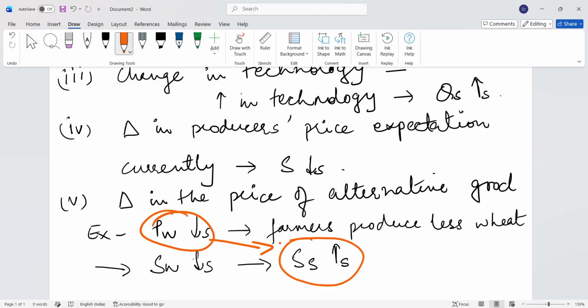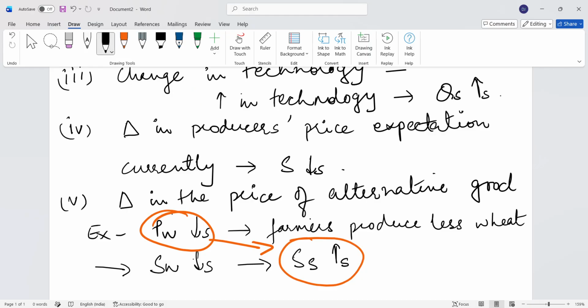So the price of wheat goes down, the supply of wheat decreases in the market, but the farmers switch to a more profitable product and start producing more soybean, if they find that profitable. And so the supply of soybean in the market increases. You just have to understand that if you are given a question like this, that can also be the connection that you have to look for.